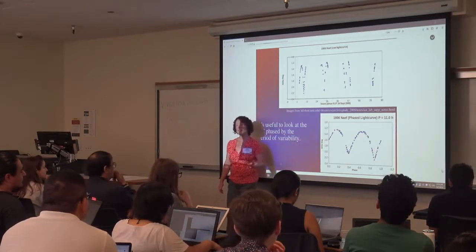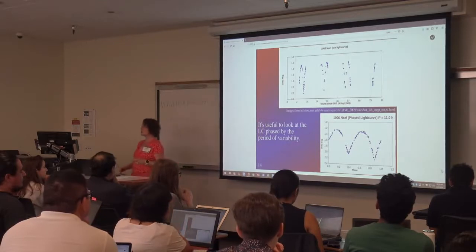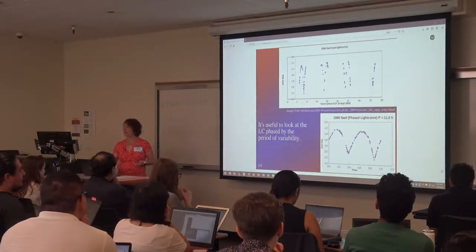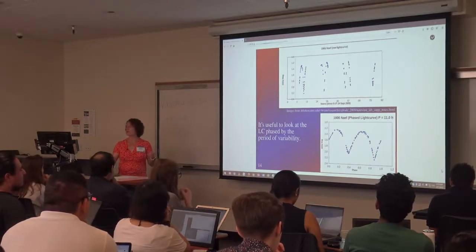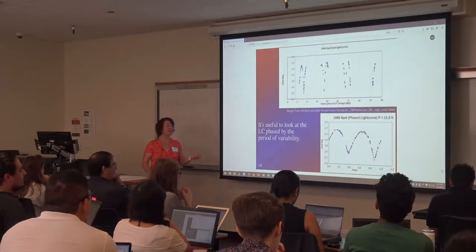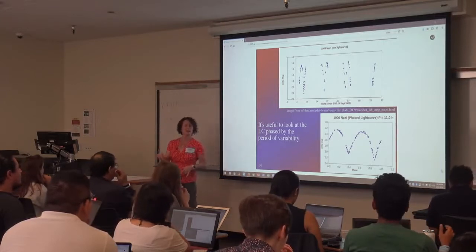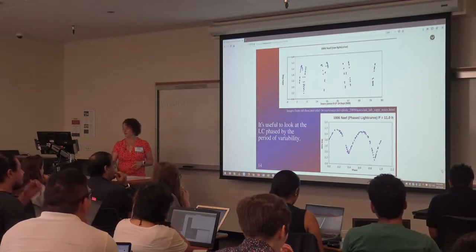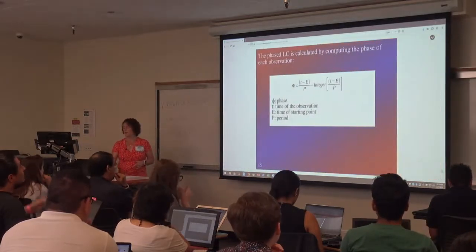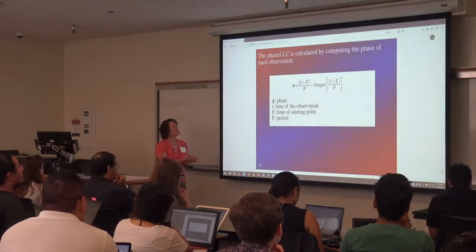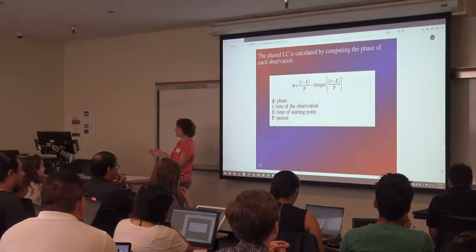Okay, so phasing this out is very useful in testing periods and trying to see what the light curve shape is. And so often the plots that you see for variable objects are phase plots. A lot of the plots that you guys looked at in those slides were phase plots. All right, so the phase light curve is calculated by computing the phase of the observation.